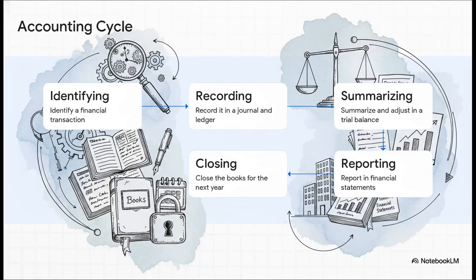Take a step back and look at the incredible chronological journey we just took Rough Times on. We started by identifying a transaction. Then we moved to recording it in a journal and ledger. After that, we were summarizing and adjusting it in a trial balance, reporting it in our financial statements, and finally closing the books. Together, this exact sequence of steps is formally known as the accounting cycle. It is literally the heartbeat of all financial accounting.